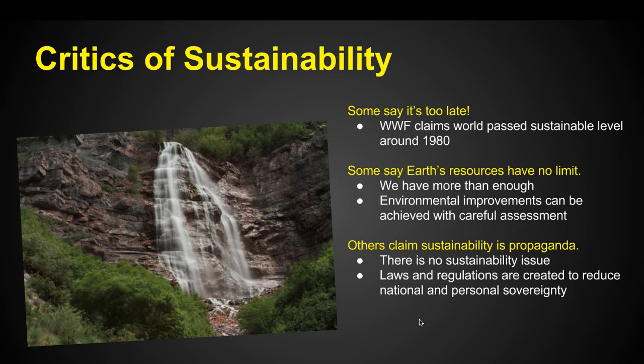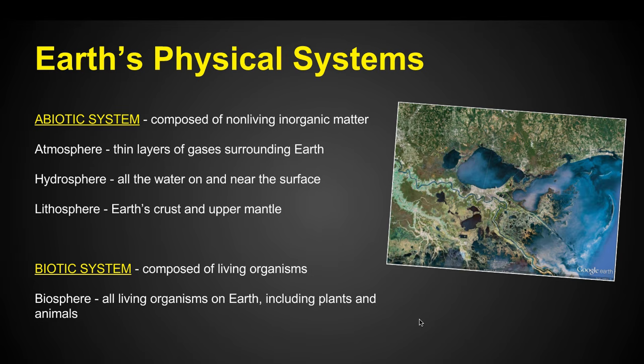And there is concern about the laws and regulations that are created to reduce national and personal sovereignty. Meaning, if you have a governing body that is over the entire planet and they put laws in place, they are going to have control over, like, the United States, because this global community would have laws that supersede, that go above the United States. And their fear is that we would lose our sovereignty. We would lose our ability to govern ourselves. And so these are the critics of sustainability.